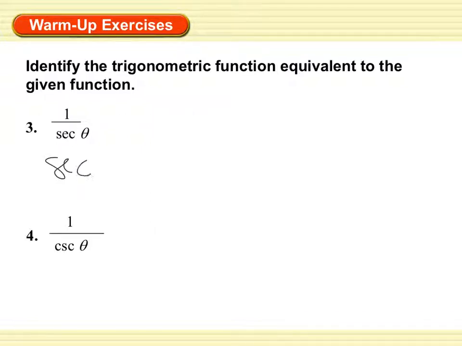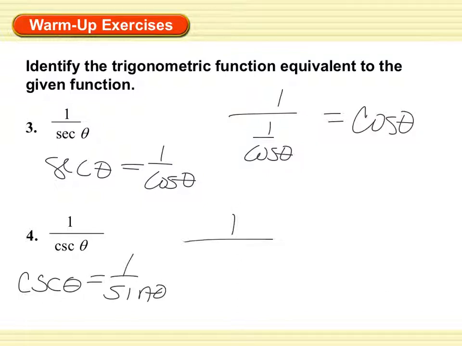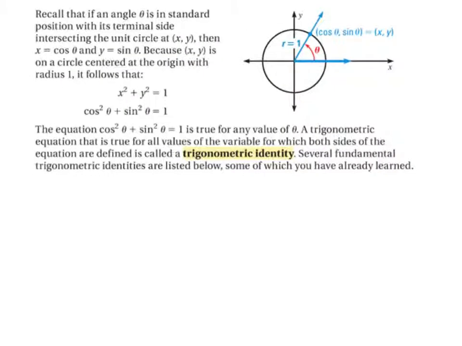1 over secant. If you remember, secant is the same as 1 over cosine. So 1 over cosine is the same as cosine. And 1 over cosecant is the same as 1 over sine. So 1 over sine is the same as sine theta. Okay, a little bit of a review.